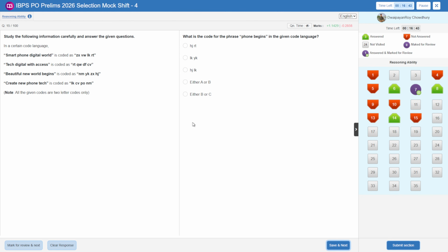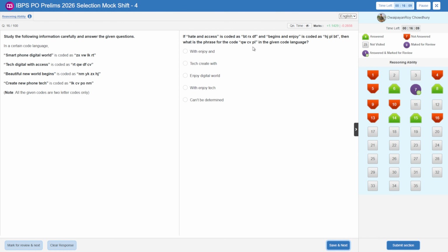Phone begins, phone is going to be first and the last. So RTCVPOM, IK or rather LK. I don't know what it is. LK, A or B. Definitely not B. LK. And begins is here only. But here are two new codes, HJ and YK. I feel, so HJ and YK both B and C.